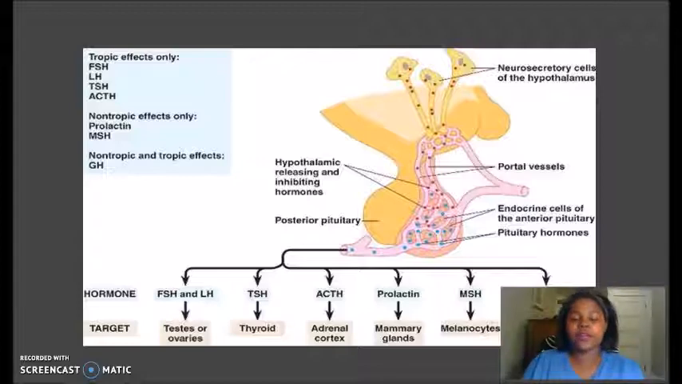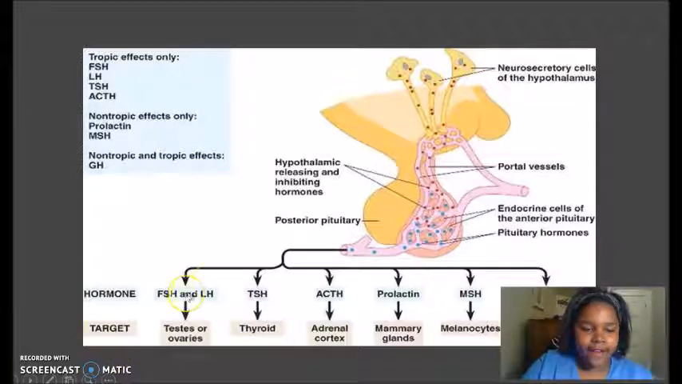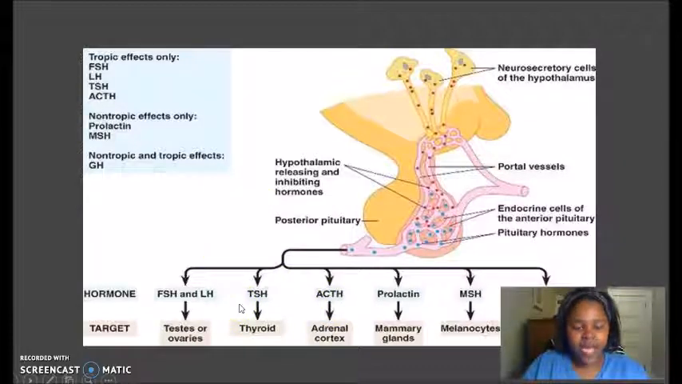Next, I wanted to discuss the anterior pituitary gland. The anterior pituitary gland is not like the posterior. The anterior does both tropic and non-tropic hormones. Here is an example. You have FSH and LH, the thyroid stimulating hormone, and the different hormones, prolactin, that have an impact on the body. And it also discussed the growth hormone.